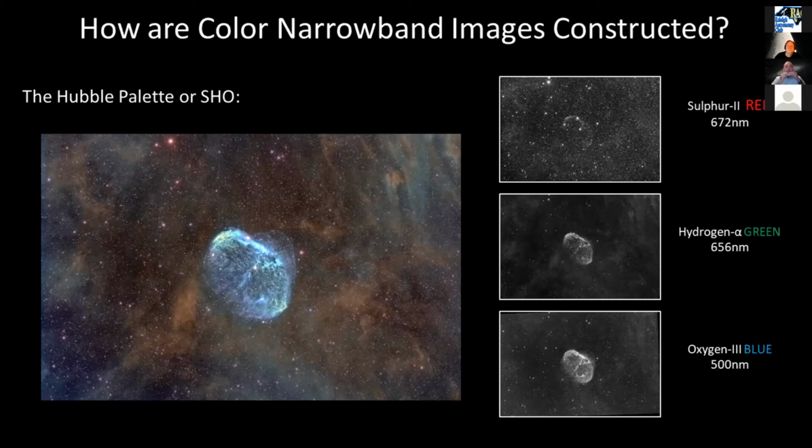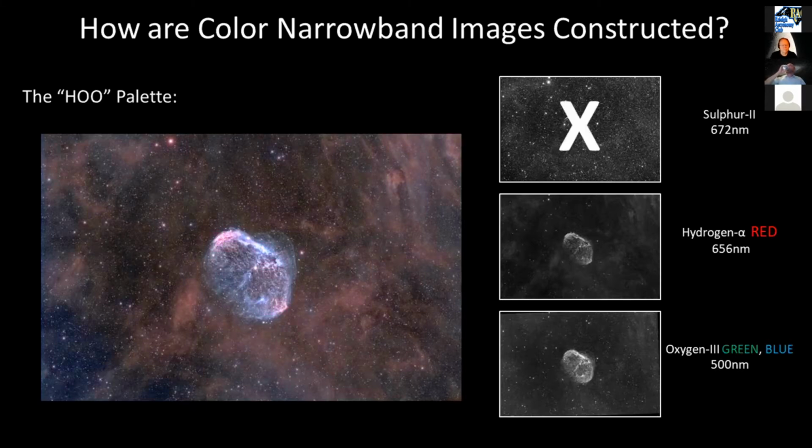So anyway, the next one that's really popular is called the HOO series, where we don't use sulfur at all. We just use hydrogen as red, and we use oxygen for both the green and the blue. Some people will blend their hydrogen alpha and their blue oxygen together 50-50, 75-25, 25-75, whatever, to make the green channel. But what you're seeing right there is hydrogen for the red channel, and oxygen put into both the green and blue channels.